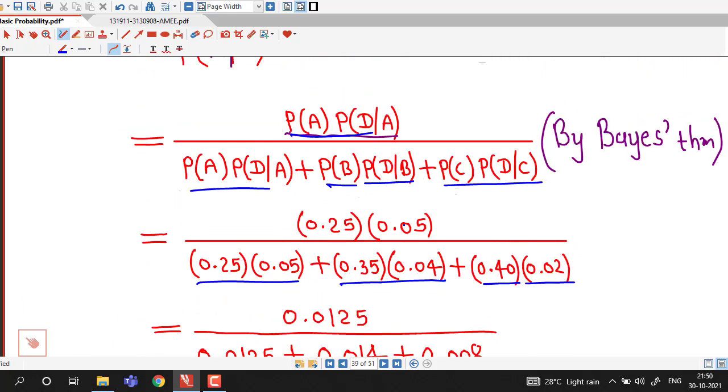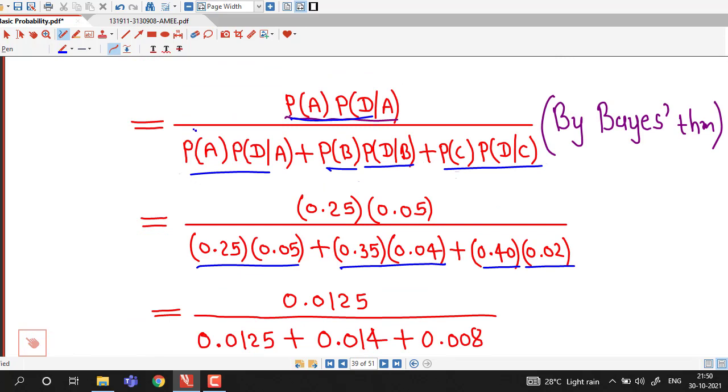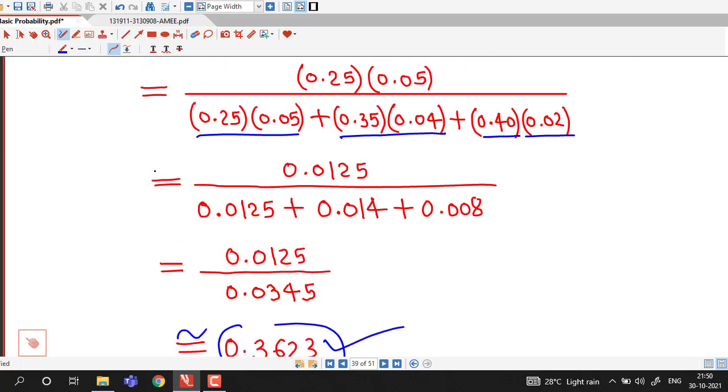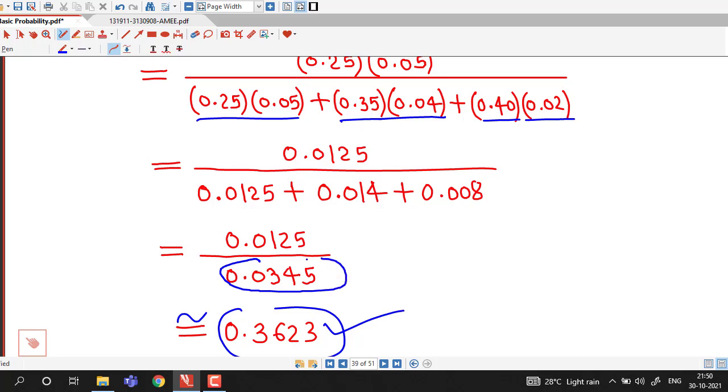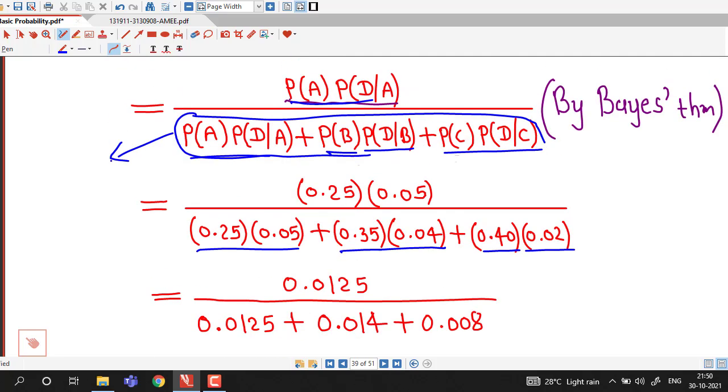Now here we observe one thing, that this part is going to remain common. The value of this part is nothing but 0.0345, so we can directly substitute it in the remaining two calculations. This is the total probability: probability of A times probability of D given A, plus probability of B times probability of D given B, plus probability of C times probability of D given C.